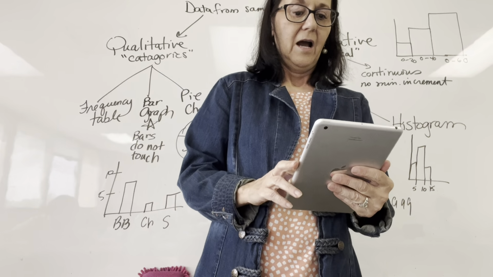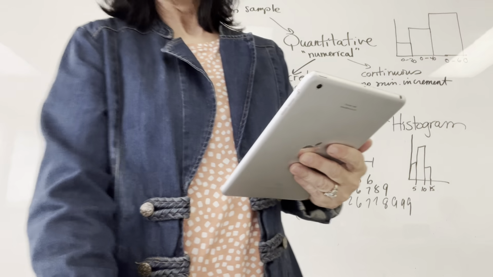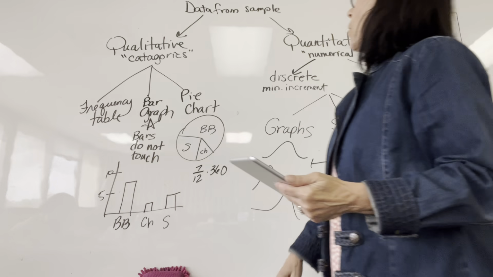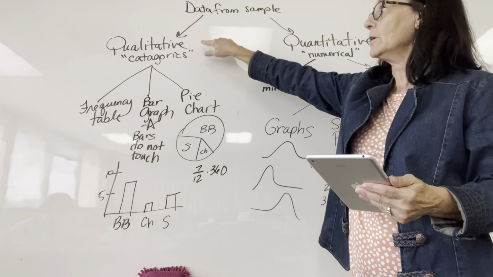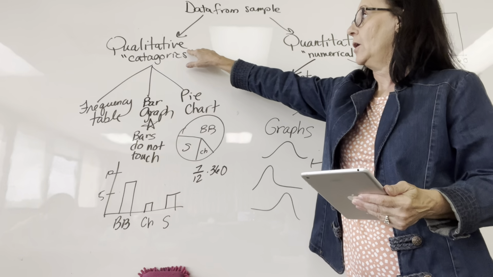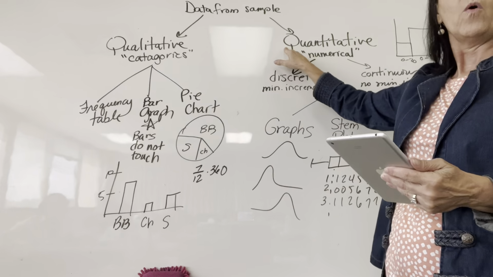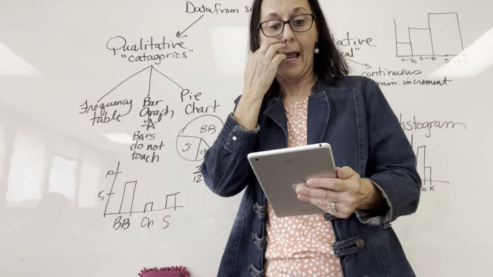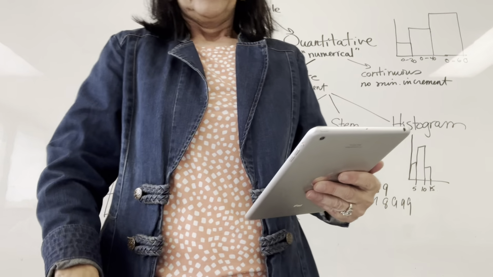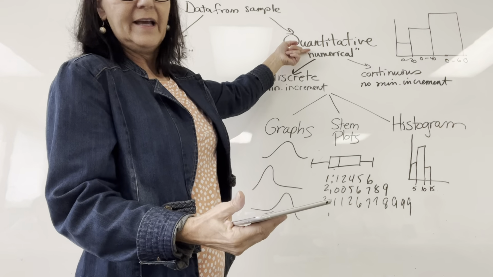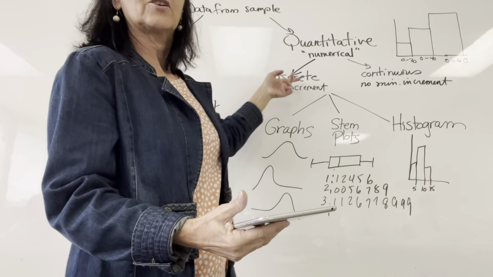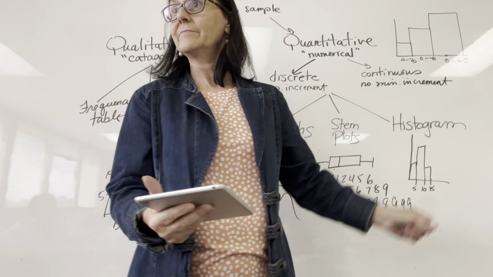All right, so now we're going to decide in example 1 what type of data it is. When we're deciding what type of data, we're either choosing qualitative or quantitative. And if it is quantitative, then we have to decide, is it discrete or continuous? Got it?